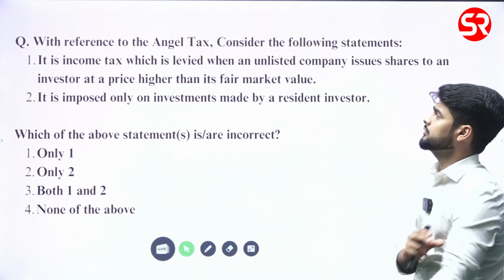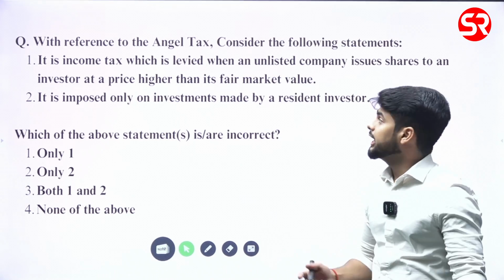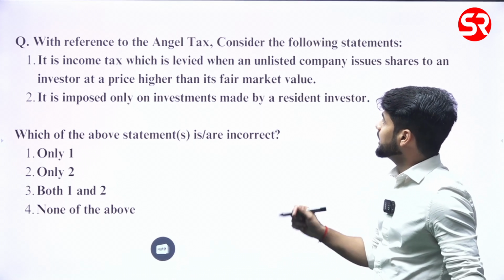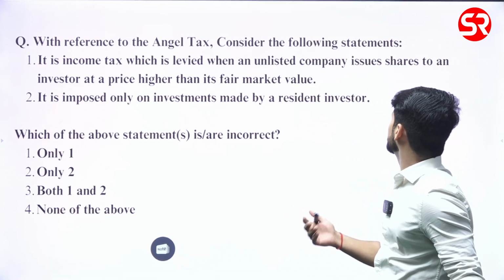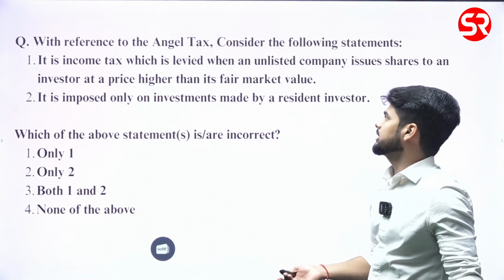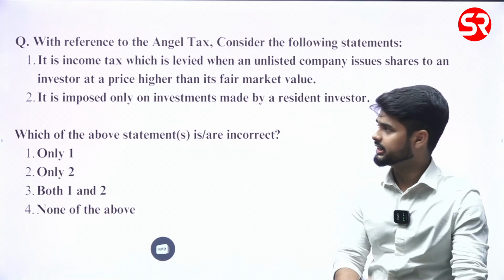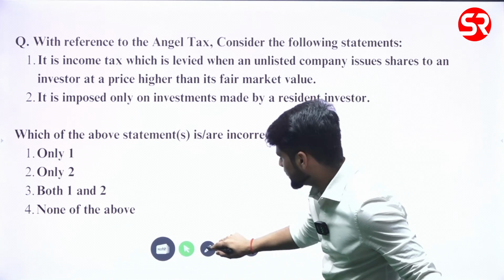Now, next question. With reference to angel tax, consider the following statements. Number 1, it is an income tax which is levied when an unlisted company issues shares to an investor at a price higher than its fair market value. Yes, this is correct. Don't worry, I'll explain it right now. Yes, the statement is correct.